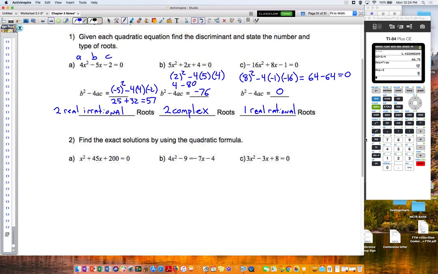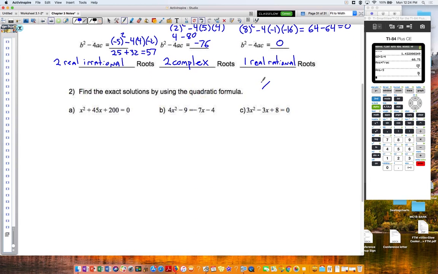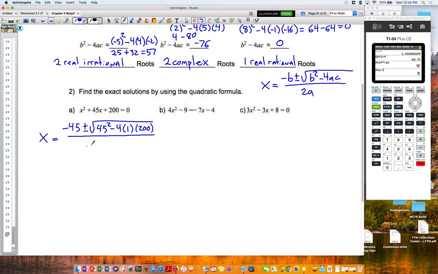All right, last problems, quadratic formula. You got to know this formula. We're expecting you to know it and have it memorized. X equals -b plus or minus the square root of b squared minus 4ac all over 2a. So on the first one, I'm just plugging in those values. X equals -45 plus or minus the square root. Wow. 45 squared minus, again, 4 times 1 times 200 all over 2 times 1.